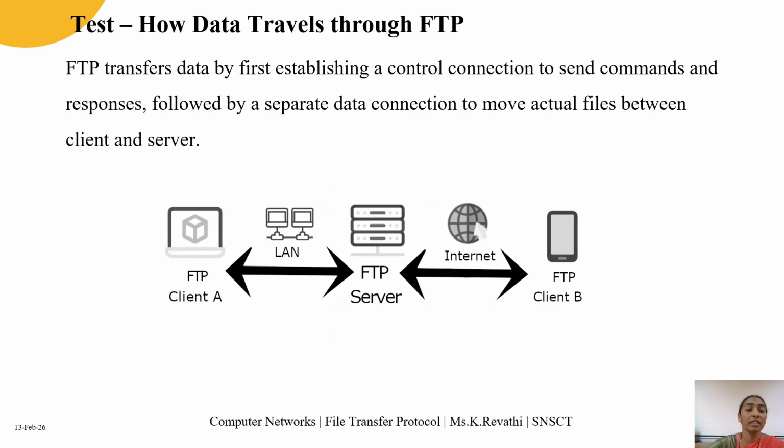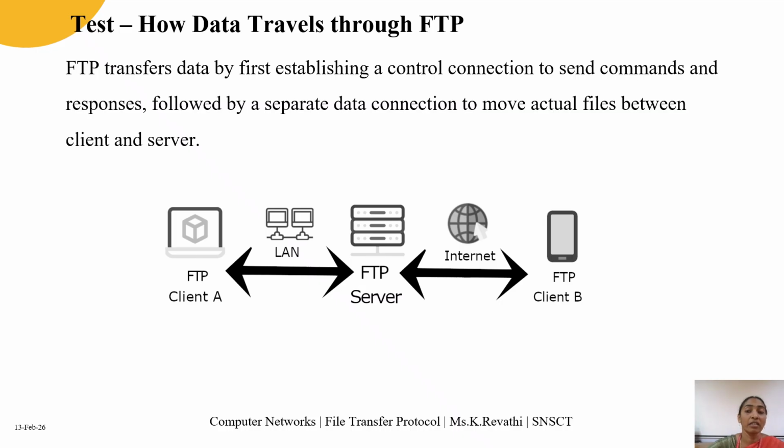The next phase is testing. Here we can understand how data travels in FTP. Now let us test the protocol. Suppose you download a file, then the FTP client sends a request to the server. First the server accepts that request. The file is transferred through the data connection. The client receives the file successfully. After the successful receiving, the connection gets closed. This confirms that FTP enables reliable file transfer.